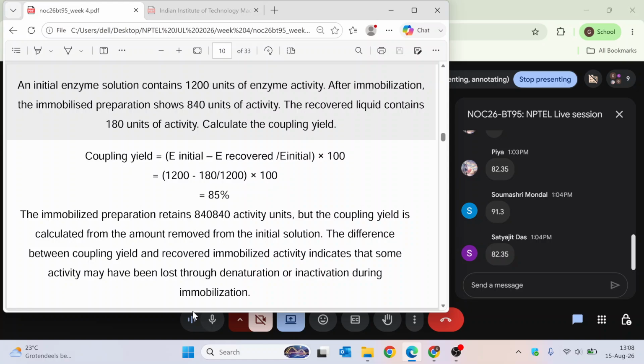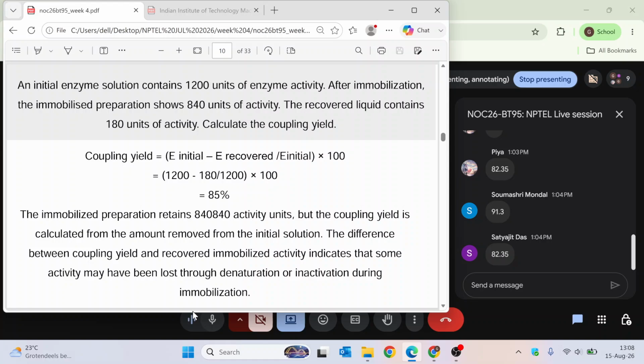Okay, by coupling yield, what we mean is how much immobilization has taken place in the system. That is, the percentage of enzyme that has been successfully transferred to the support matrix. So that is what coupling yield is. When we talk about activity yield, before immobilization, what was the activity of the enzyme, and after immobilization, how much is the activity? Based on that, you will calculate your activity yield.